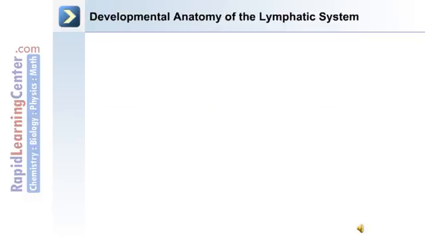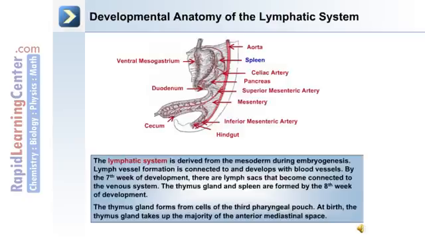The developmental anatomy of the lymphatic system. The lymphatic system is derived from the mesoderm during embryogenesis. Lymph vessel formation is connected to and develops with blood vessel formation. By the 7th week of development, there are lymph sacs that become connected to the venous system. The thymus gland and spleen are formed by the 8th week of development.